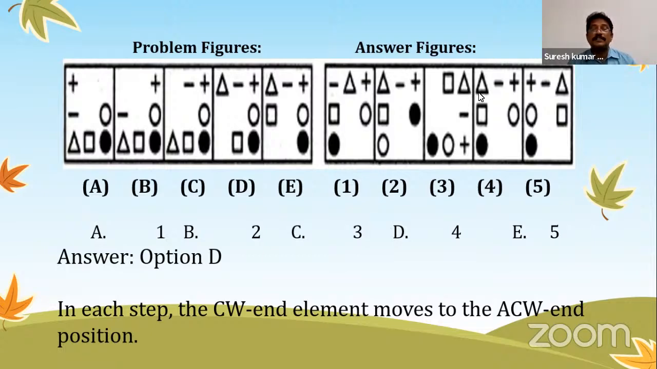So when you see this triangle, this symbol, it is very clear. Here the triangle, here the triangle, here the triangle, then it moves here, correct? Then it moves here, and the sixth one should be in this position only. It's very clear. So option D is correct. Anyway, we will check with the other things.